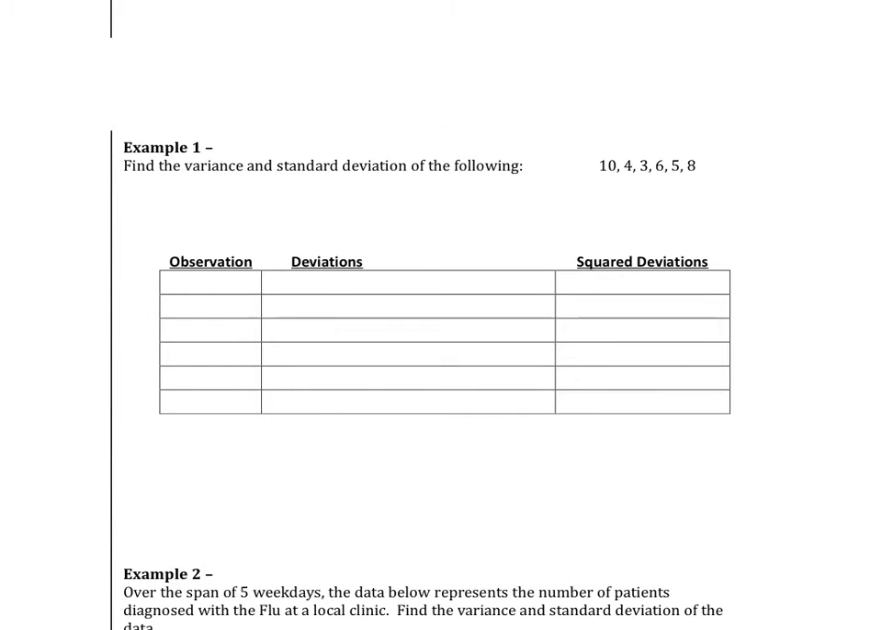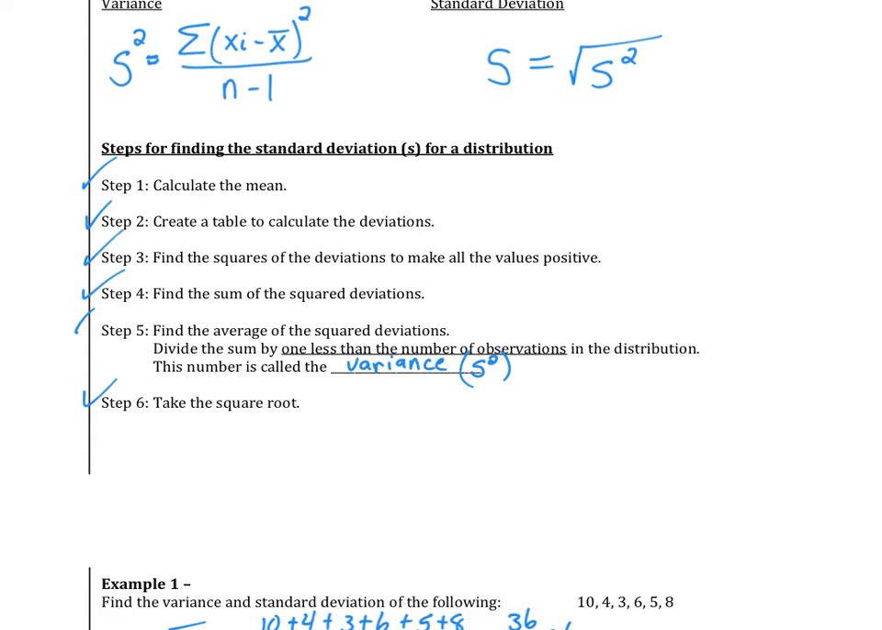So to find the mean, x bar, we add them all up. So add up all the numbers: 10 plus 4 plus 3 plus 6 plus 5 plus 8. And then divide by how many numbers there are. There are 6 numbers, so we divide by 6. And we end up with 36 divided by 6. So the mean is 6. Okay, so that was step 1, find the mean.